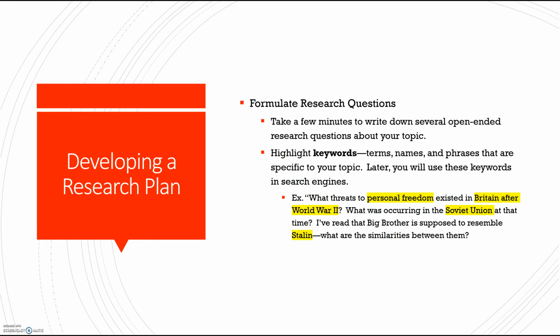Britain after World War II, Soviet Union, and Stalin. These are words that when I plug into a search engine, i.e. Google, I will get results specifically for these things, right? We want to be as specific as possible, because if you type in the whole question into Google, you'll get a bunch of crap, right? And we don't want crap. We want direct answers or direct information for what we're talking about.